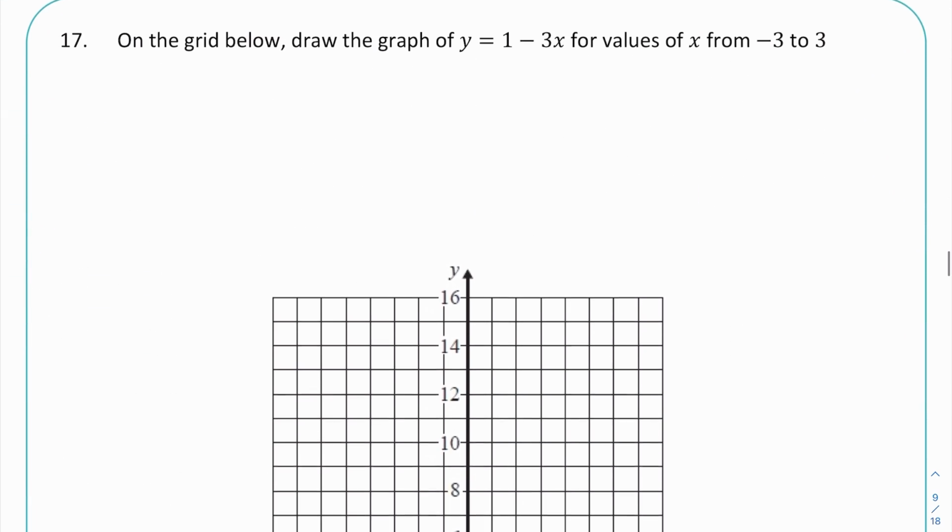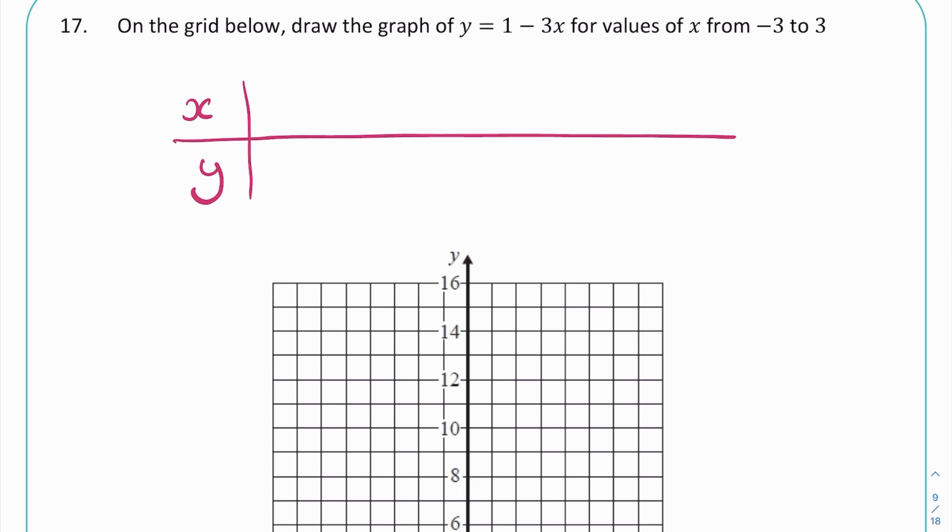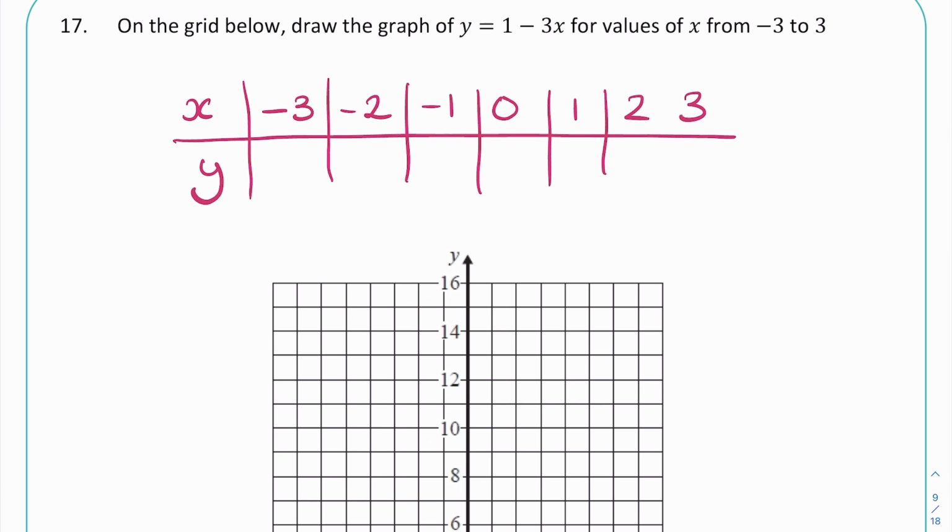On to question 17. It says on the grid below, draw the graph of y equals 1 minus 3x for values of x from negative 3 to 3. And it's given us a blank space here, and this is to draw a table. So we have x and y. X, it says it wants to go from negative 3 to 3. So negative 3, negative 2, negative 1, 0, 1, 2 and 3. Draw in our table, and then we just need to find our value of y.